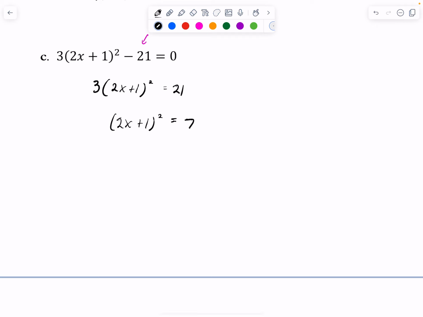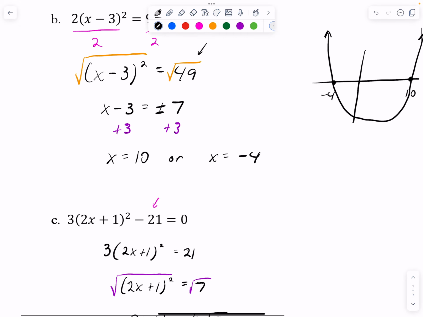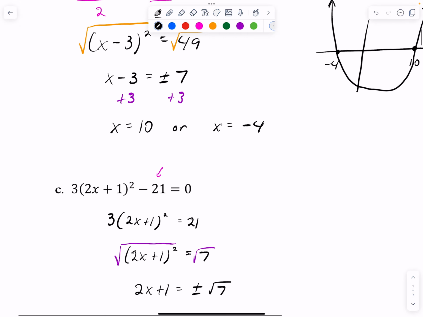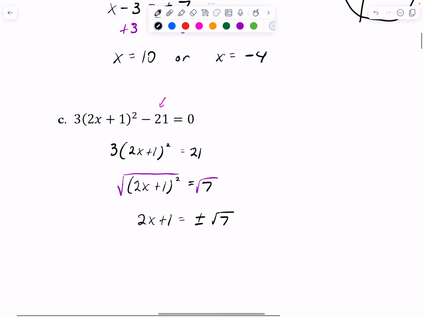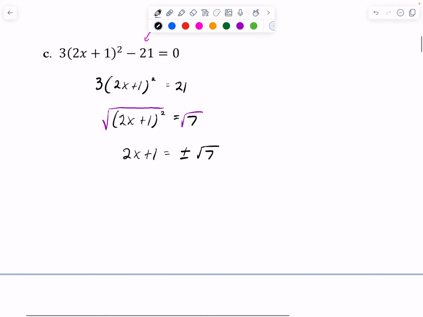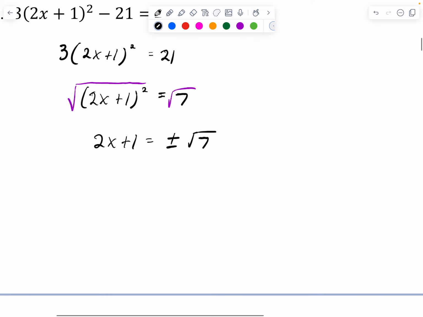All right, now I'm going to take the square root of both sides, which is going to be 2x plus 1 equals plus or minus the square root of 7. Now with the previous one, we had the square root of 49, so that had an actual value. I know that that's a perfect square, but 7 is a prime number, not a perfect square, so I'm not going to be able to get rid of that radical. I got to keep it.